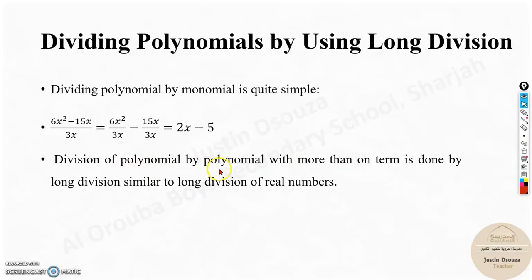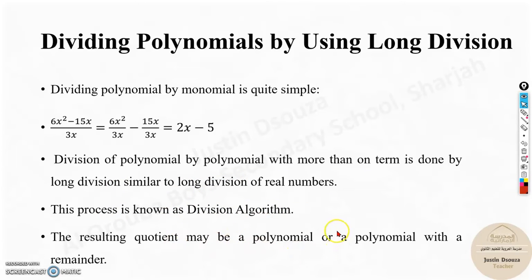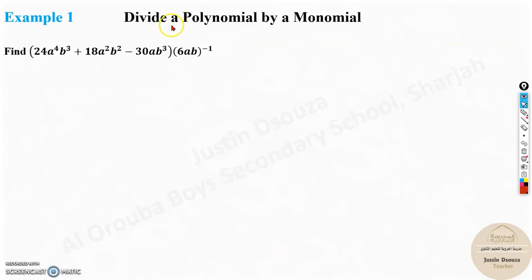Now, division of a polynomial by a polynomial, if the divisor is more than a monomial, like a binomial or trinomial, is done by long division. It is similar to the long division of real numbers, which we'll look into in a while. This process is called the division algorithm. Now, the resulting quotient may be a polynomial or a polynomial with a remainder. All these points will be very clear when we see a problem. But before we go into the long division problem, we will see division of a polynomial by a monomial.